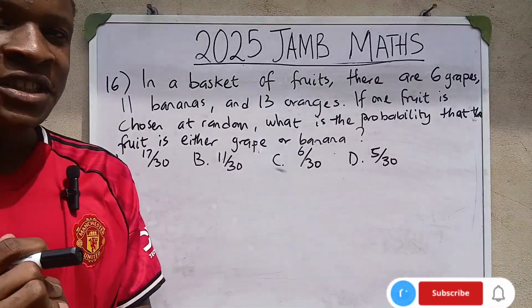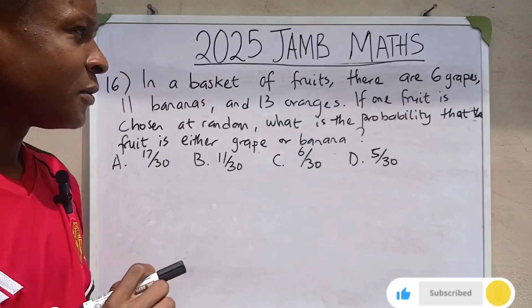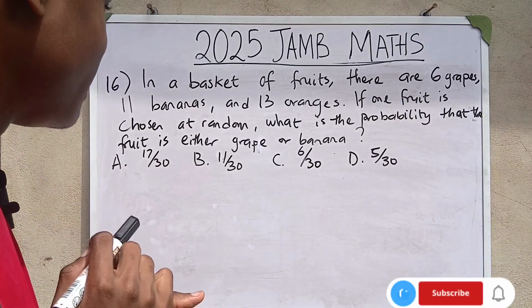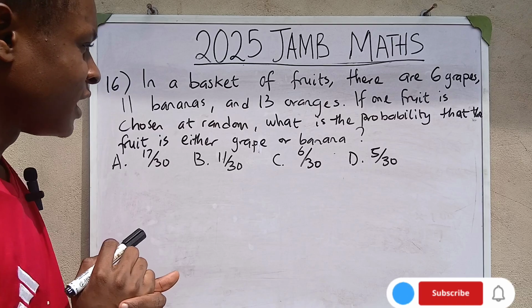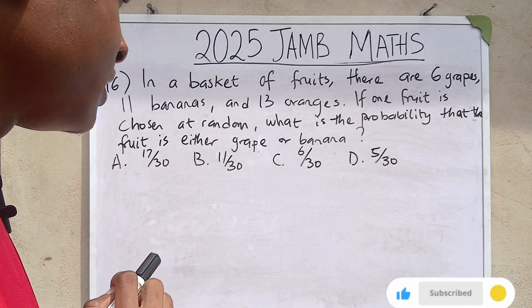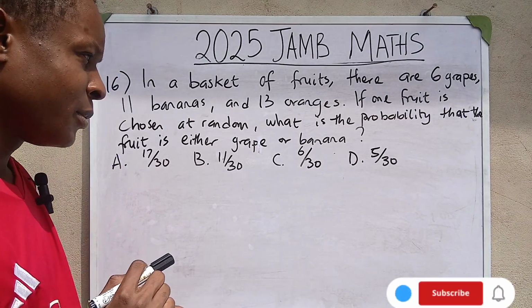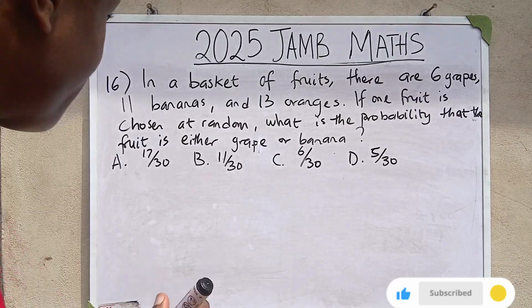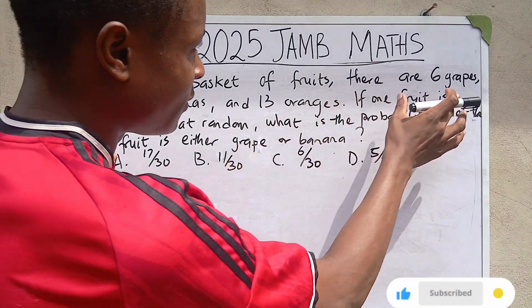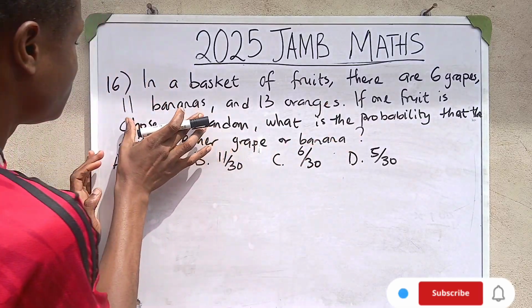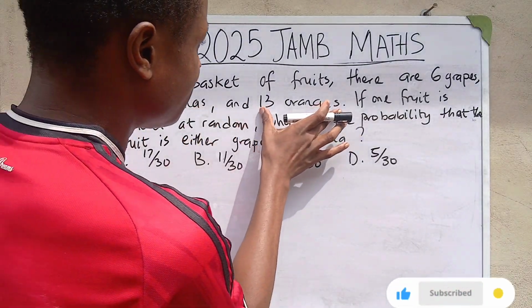So the 16th question says, in a basket of fruits, there are 6 grapes, 11 bananas, and 13 oranges. If one fruit is chosen at random, what is the probability that the fruit is either grape or banana? Now, for us to solve this, we have to find the probability of getting a grape, the probability of getting a banana, and the probability of getting an orange.